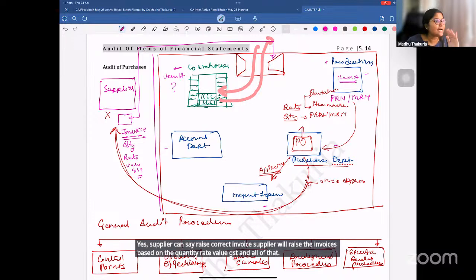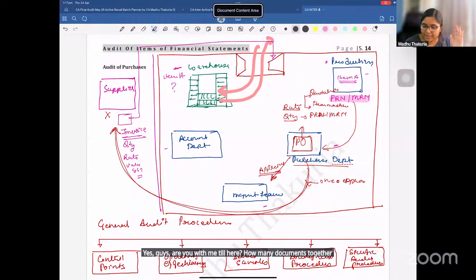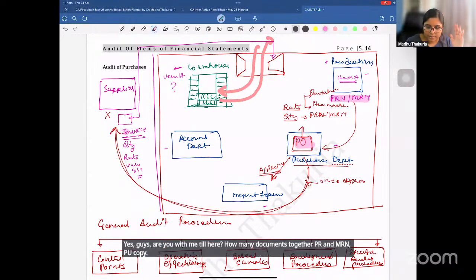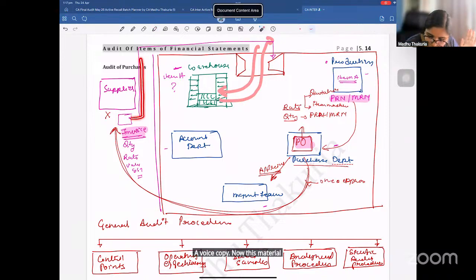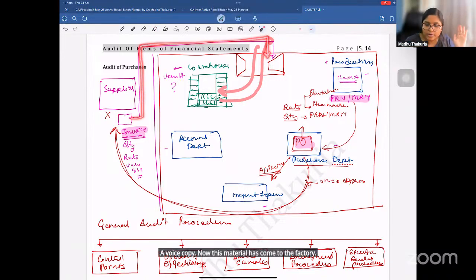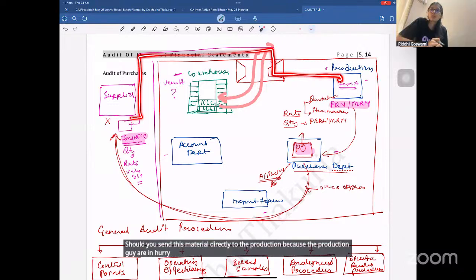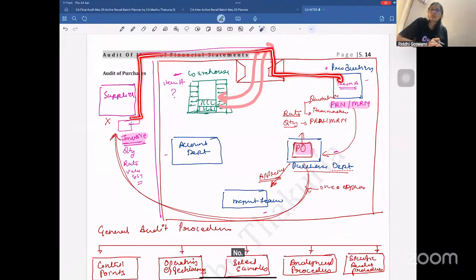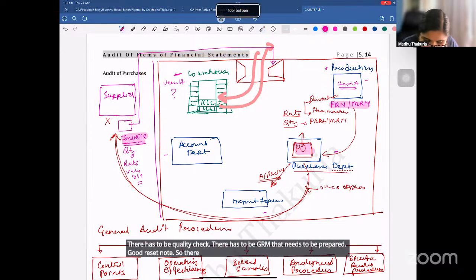Guys, are you with me till here? How many documents together? PRN, MRN, PO copy, invoice copy. Now this material has come to the factory. Should you send this material directly to production because the production guys are in a hurry? No. There has to be a quality check, and there has to be a GRN prepared, the goods receipt note. So there are two things that are going to happen at the warehouse now.